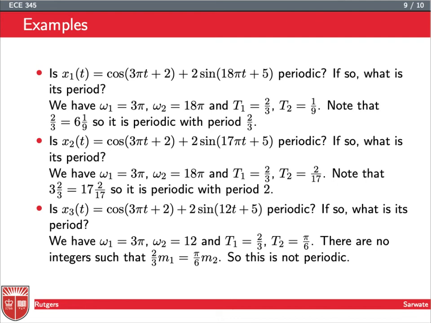What about cosine 3 pi t and 2 sine 12 t? So the frequencies are 3 pi and 12. We get t1 is 2/3 again. t2 is now 2 pi over 12, or pi over 6. But because of the pi there's no integer multiple of t1 and integer multiple of t2 that are equal to each other, because pi is irrational. So this is actually an aperiodic signal.